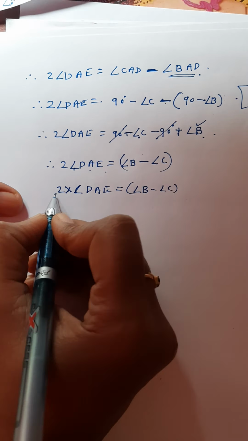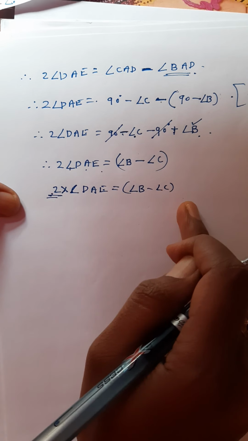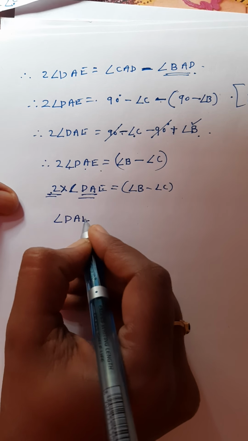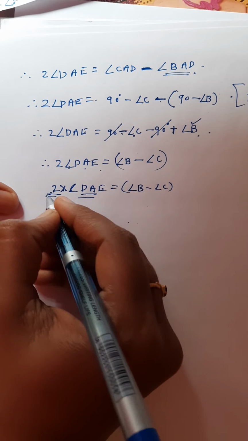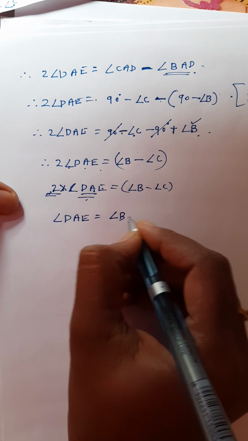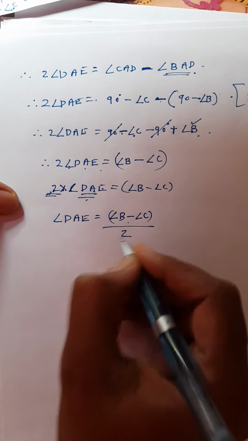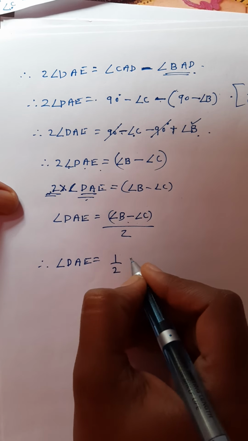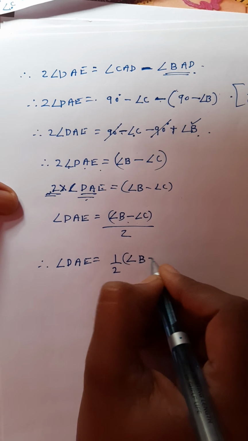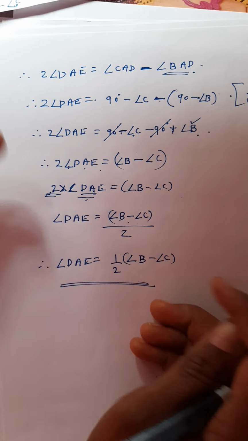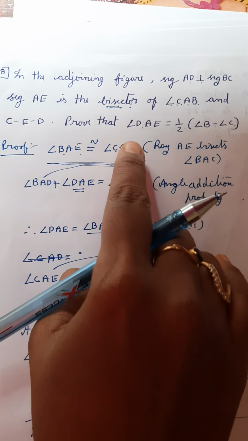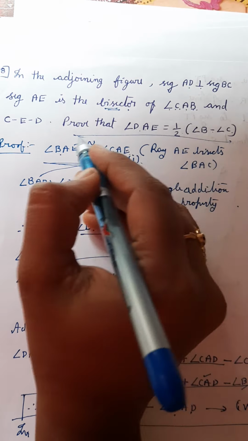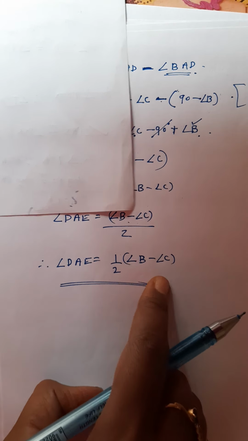Now into 2, I'm taking this 2 this side of equal sign, right side of equal sign. So angle DAE write as it is. While taking this 2 into 2, it becomes divide by 2. Therefore angle DAE is equal to half of angle B minus angle C. This is the answer whatever asked to prove in the question. Prove that angle DAE is equal to half of angle B minus angle C.